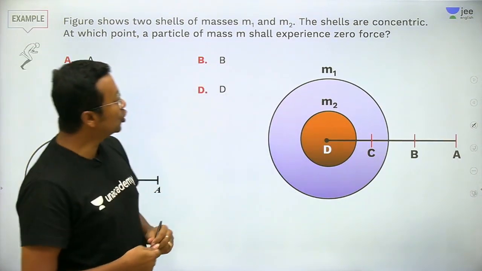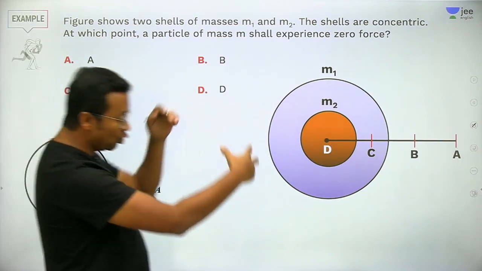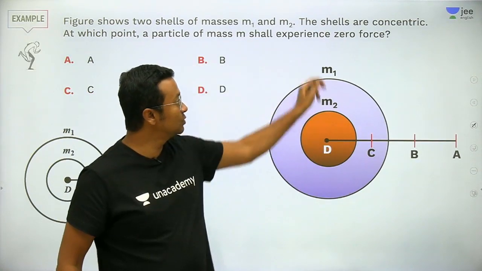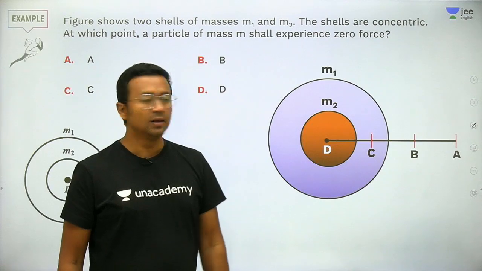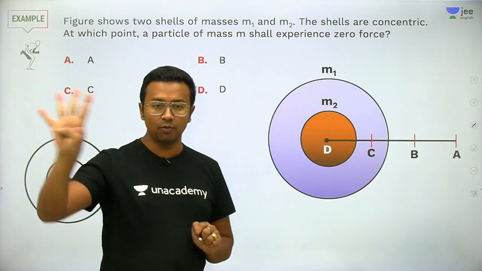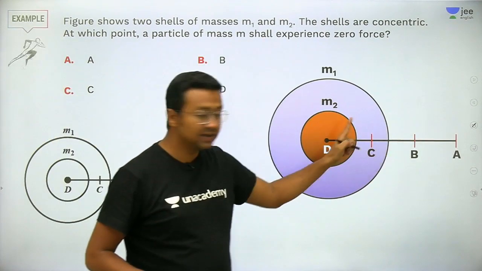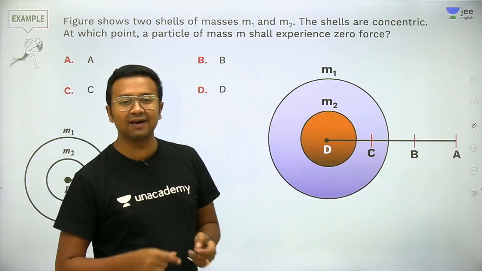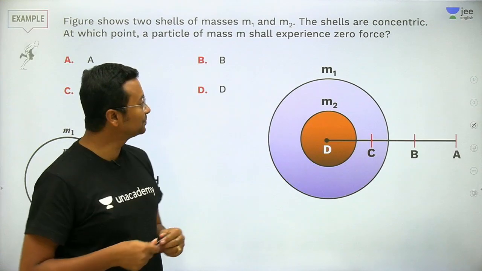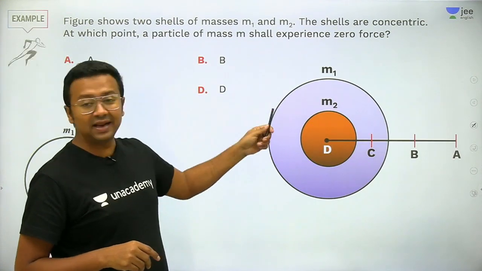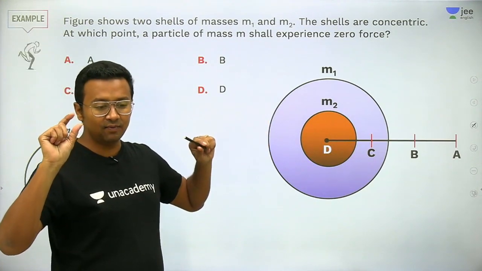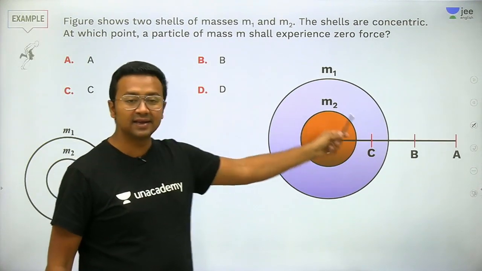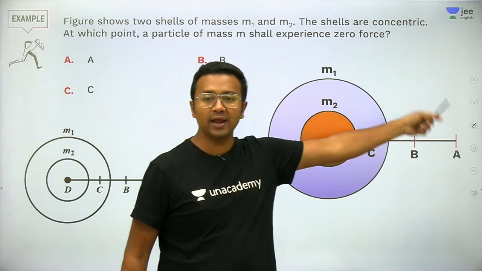All right. So we need to find out, in this, we have got two concentric shells, mass 1 and mass 2. There are 4 points which are given to me: A, B, C and D. Now come on quickly students, let's have a look at the solution to this. Where, if I put a mass M, where will the net force be equal to 0? At D, C, B or A?